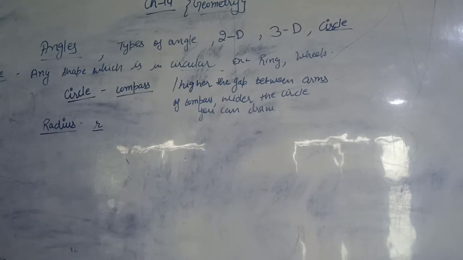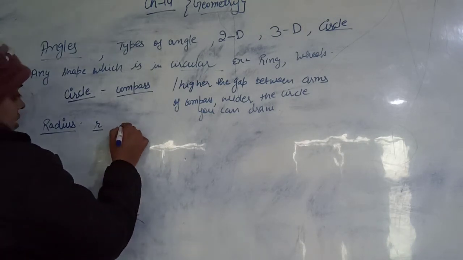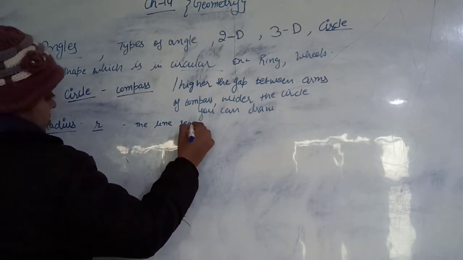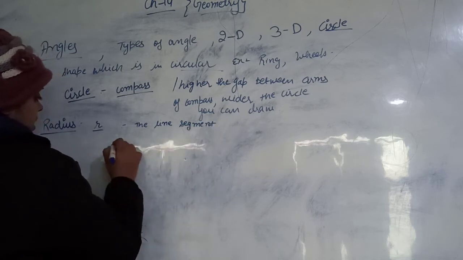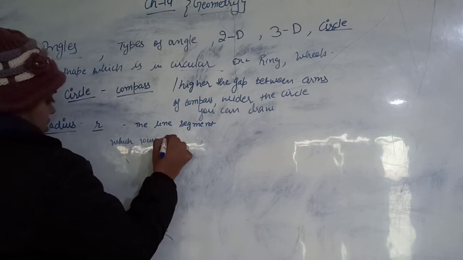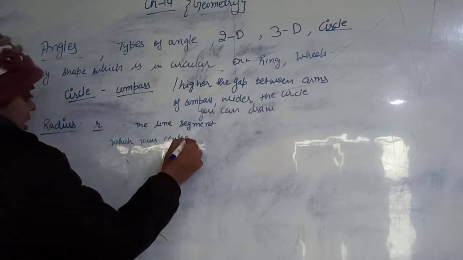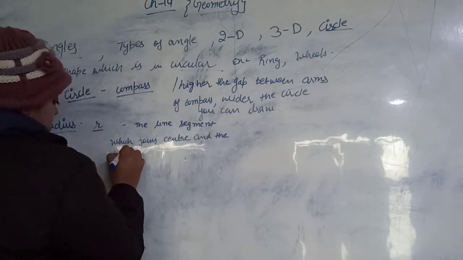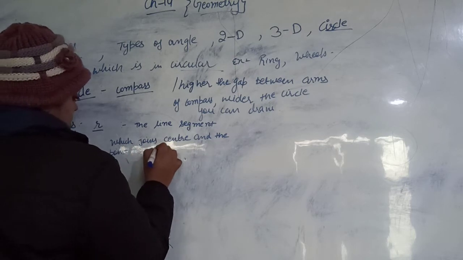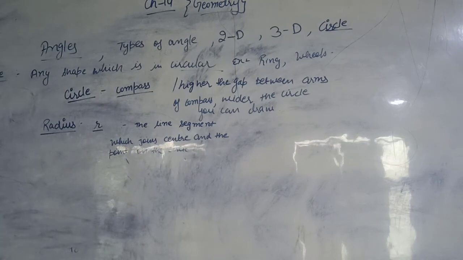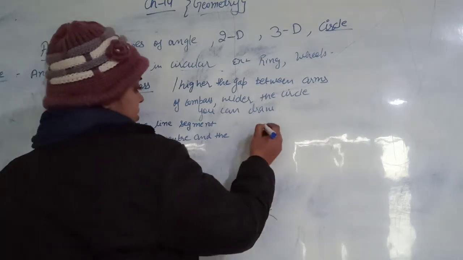Clear? The gap between the needle and pencil side of the compass will become the radius of your circle. And the radius is a line segment. Radius is the line segment which joins the center and a point on the circle. What is radius? Radius is a line segment which joins the center and a point on the circle.